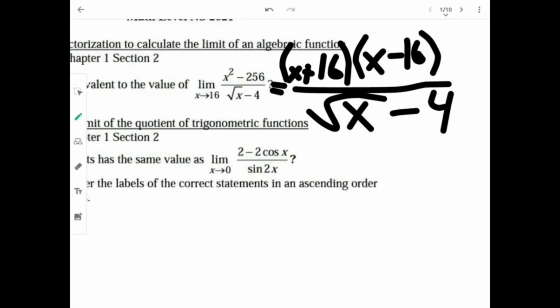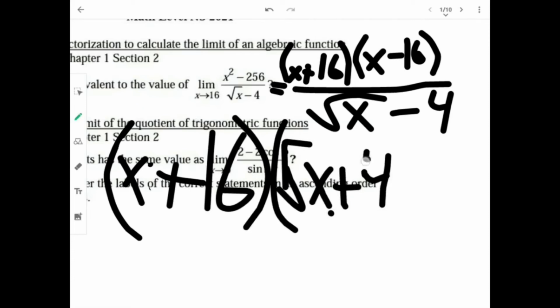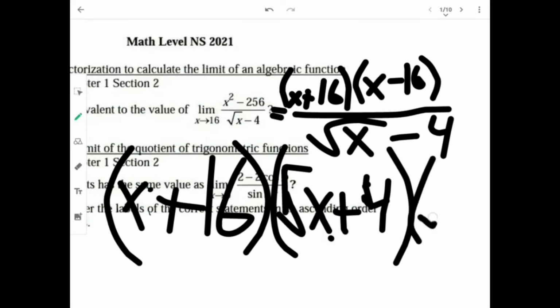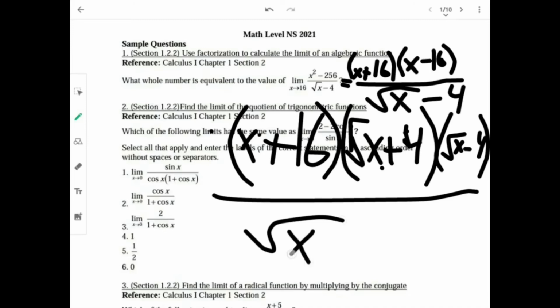simplify it, so it becomes root x plus 16 into root x plus 4 into root x minus 4, all over root x minus 4. And as you can see, it just cancels out with this.